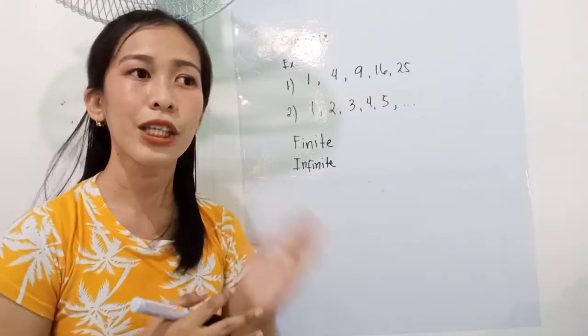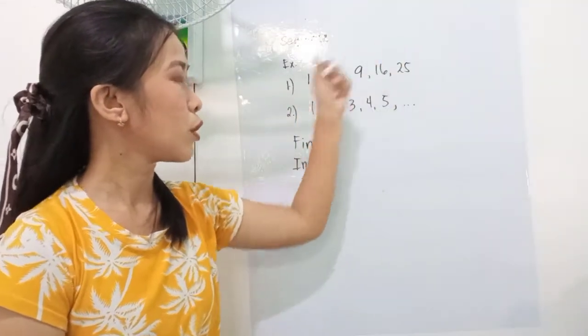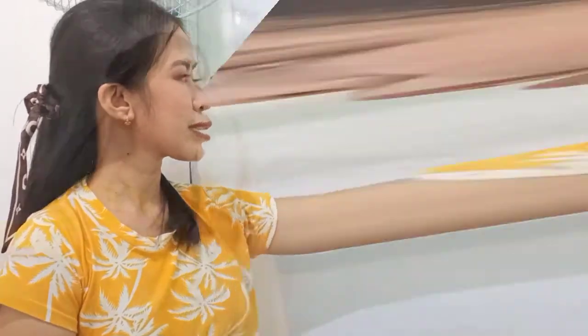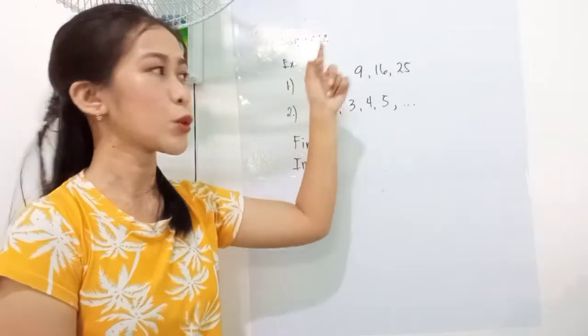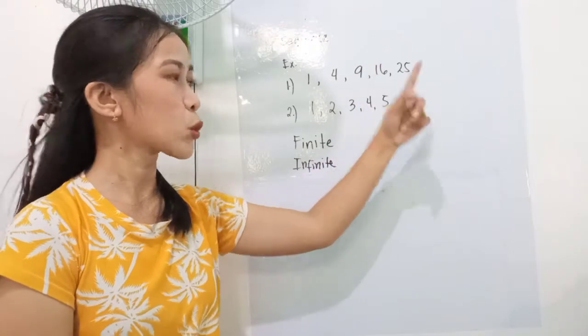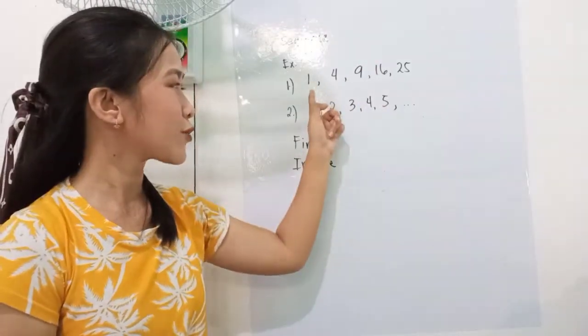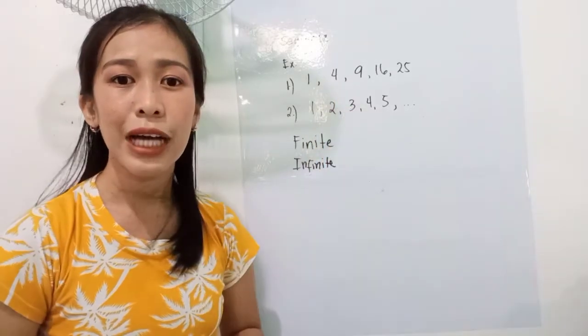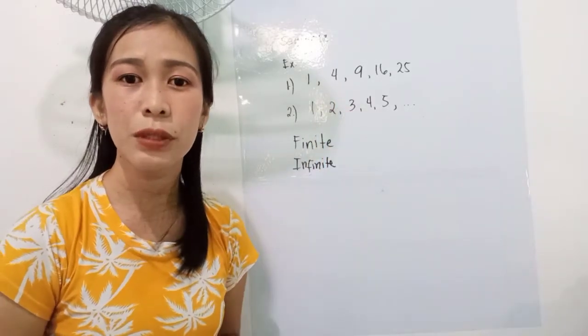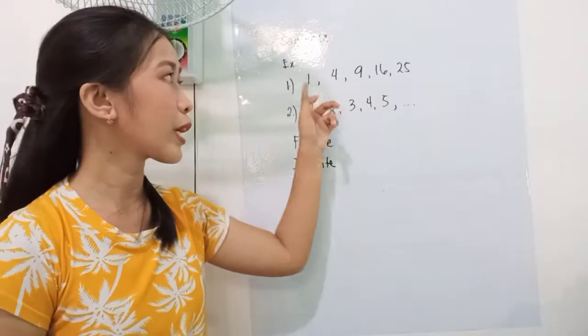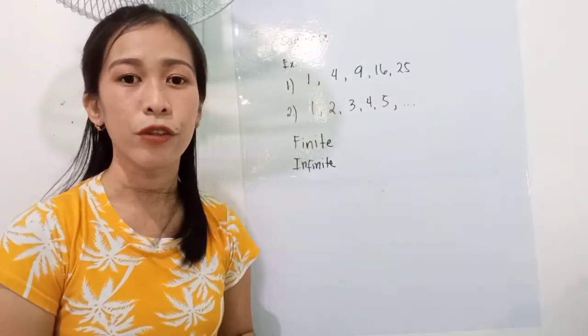When we say a sequence, it has a rule. So, what do you think is the rule in this? So, saan ba natin nakuha yung 4? As well as 9, as well as 16, as well as 25? Paano natin siya nakuha? Paano natin nalaman na ang sunod sa 1 is 4? Because nga, there is a specific rule. And that specific rule is squaring a number from 1 to 5.